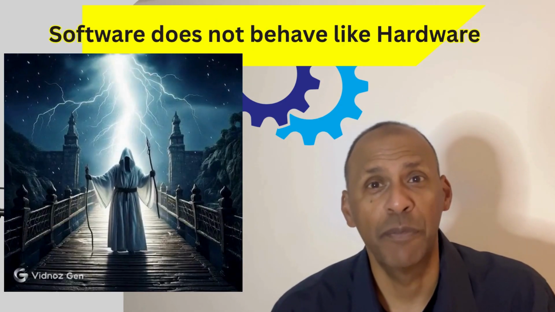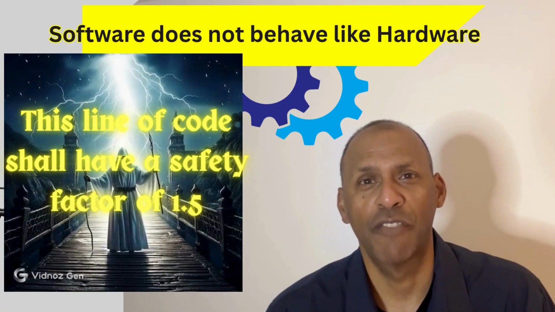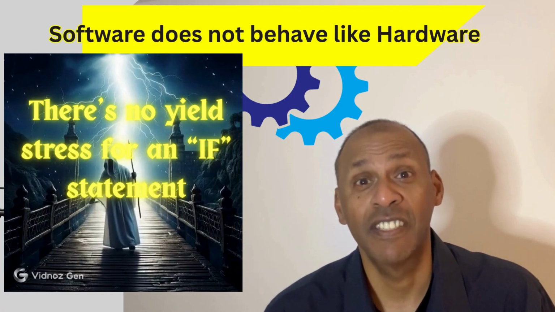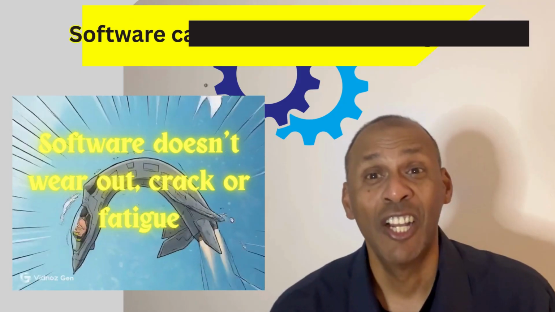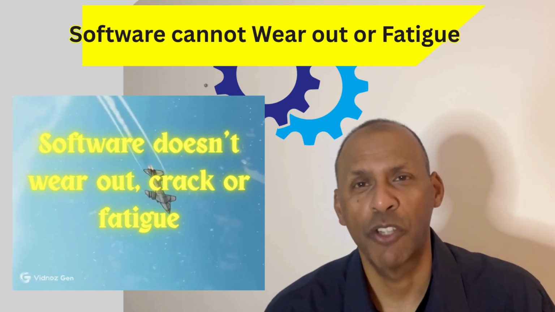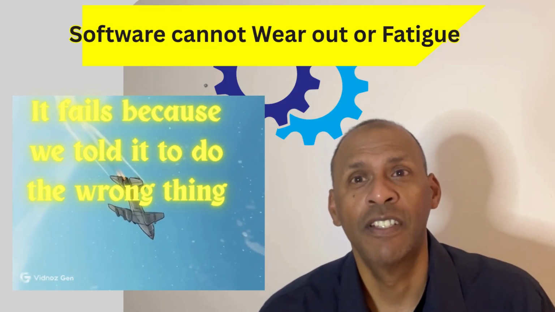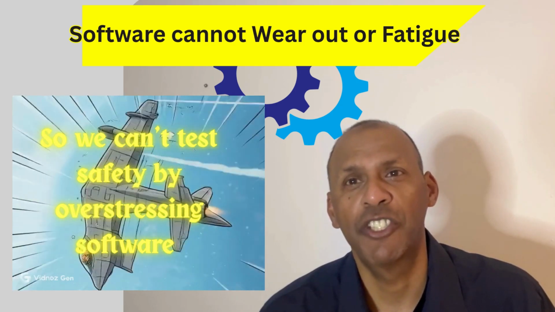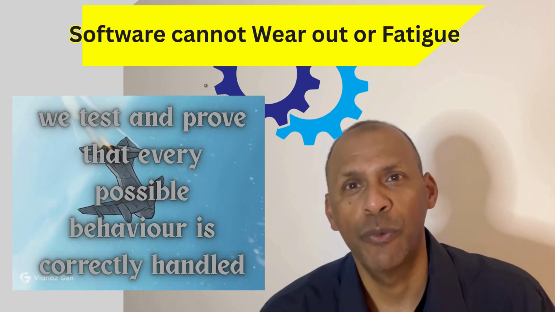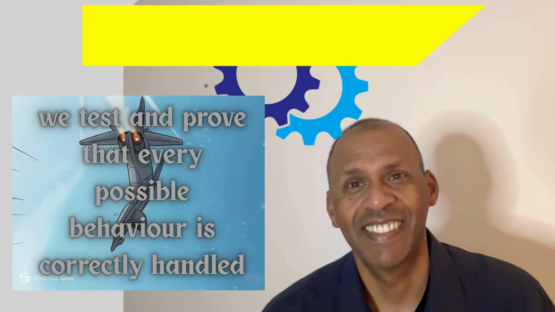But software doesn't behave like that. You can't say, this line of code has a factor of safety of 1.5. There's no yield stress for an if statement. Software doesn't wear out, crack, or fatigue. It fails because we told it to do the wrong thing, or we didn't tell it to do something it should have. So we can't test safety by overstressing software. Instead, we test and prove that every possible behavior is correctly handled.